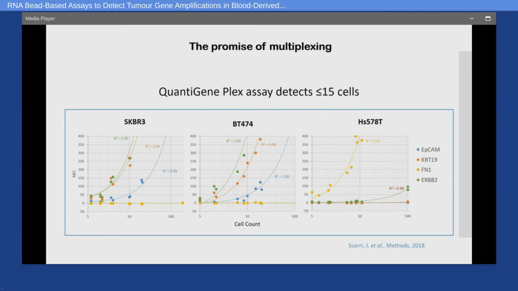So if we have FN1, we don't find these. If we use only AbCam, you can see that the magnitude is not as high as using HER2 and cytokeratin 19. So in this case, we of course promote the use of cytokeratin 19 and HER2 for this particular cell line, because we can actually detect down to 5 cells here with this QuantiGene assay.